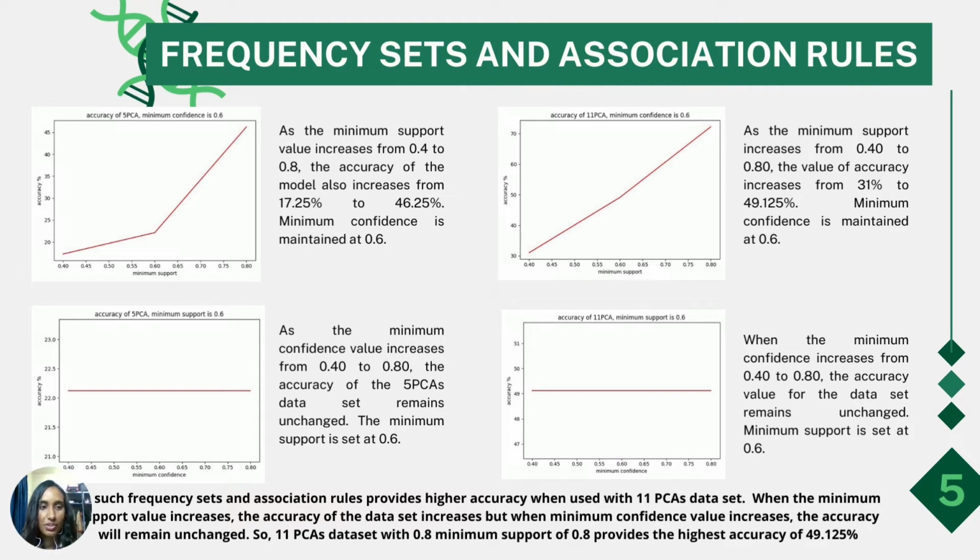So as such, using frequency sets and association rules, when we increase minimum support value, it provides a higher accuracy, especially when using 11 PCA's dataset. But when the minimum confidence value is increased for both 5 PCA and 11 PCA dataset, there is no change in the accuracy of the datasets.